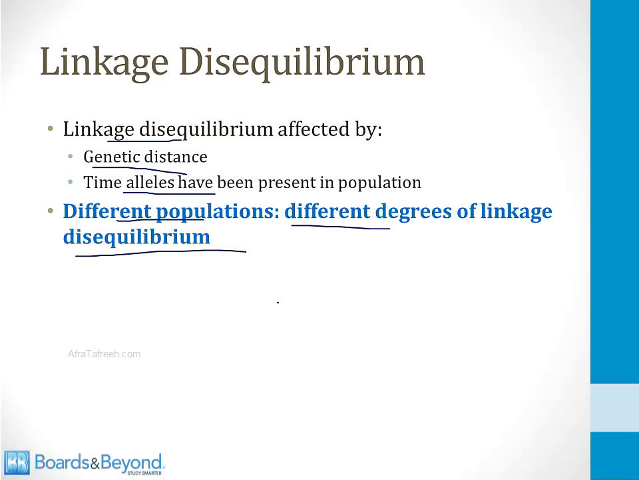If a gene has moved through a population of people for a longer period of time, in other words, if that was the population that first developed a mutation, they may display a different degree of linkage disequilibrium compared to another population that developed the mutation at a later point in evolution. And that concludes our module on gene mapping.